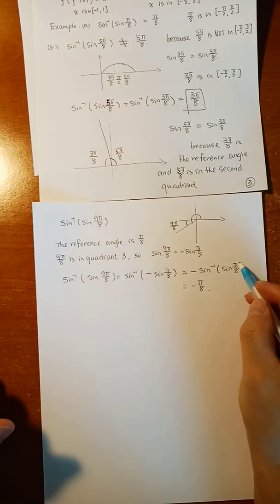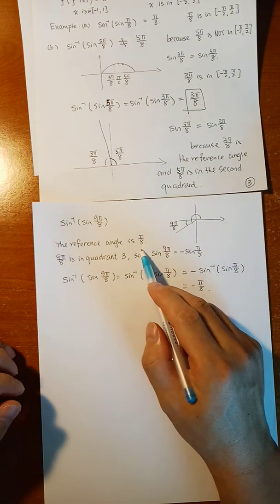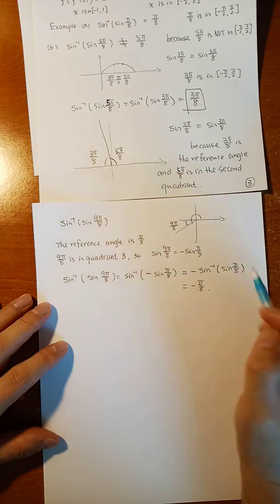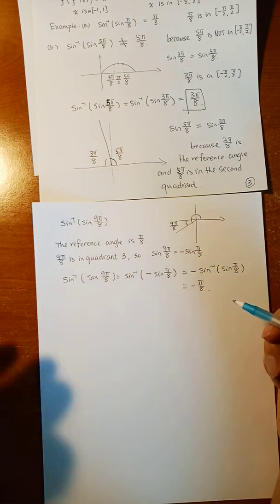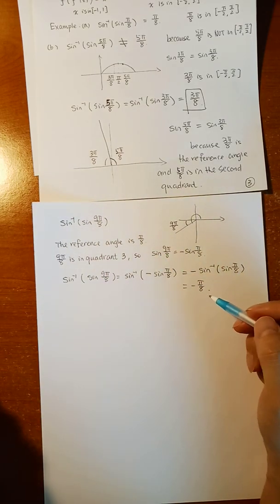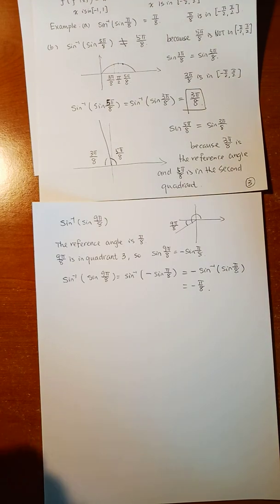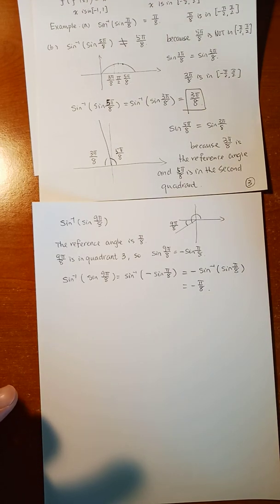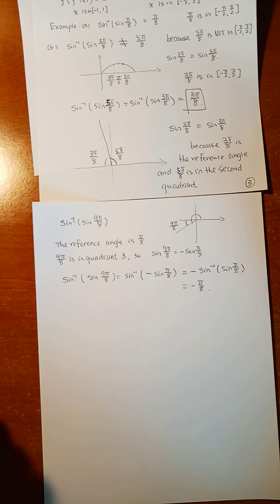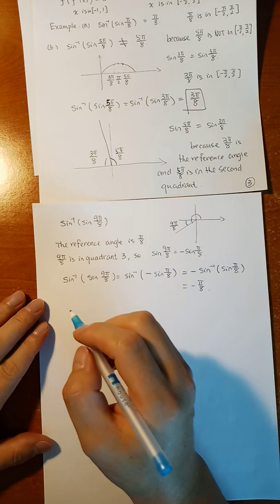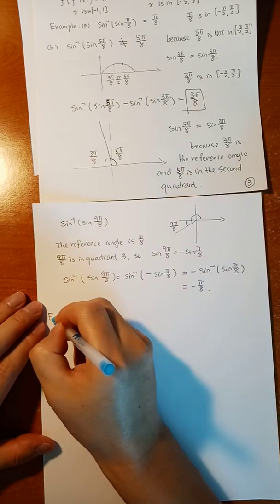Because whenever you get a reference angle, it is always an acute angle. This angle is always in the domain, in the range. Okay, reference angle is very important in this application. You must find the reference angle first in order to get the correct answer. Okay, so let's check other compositions.